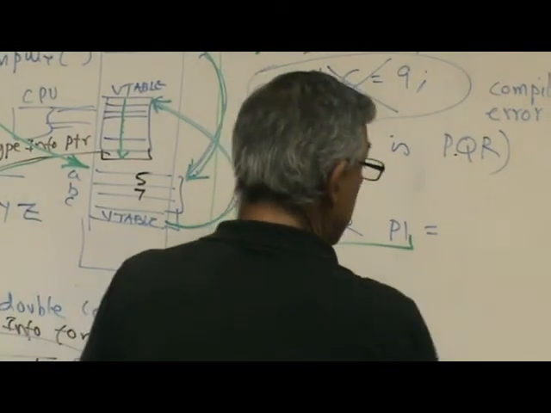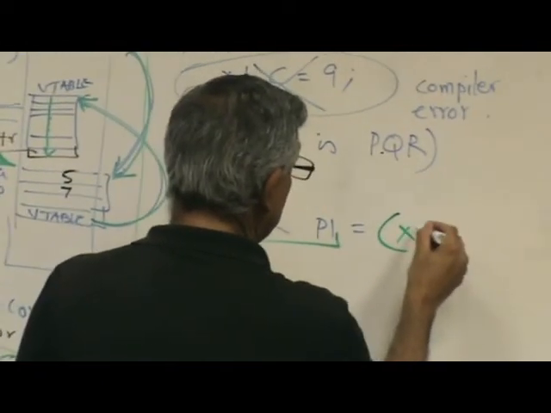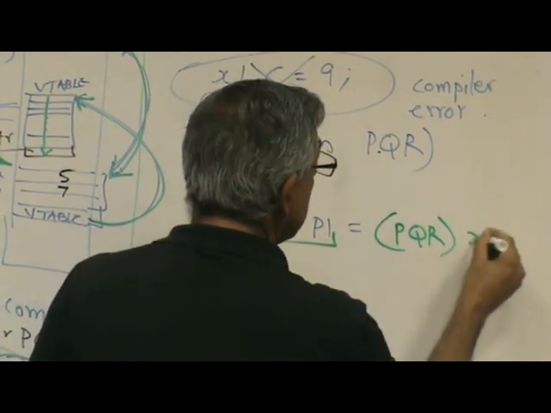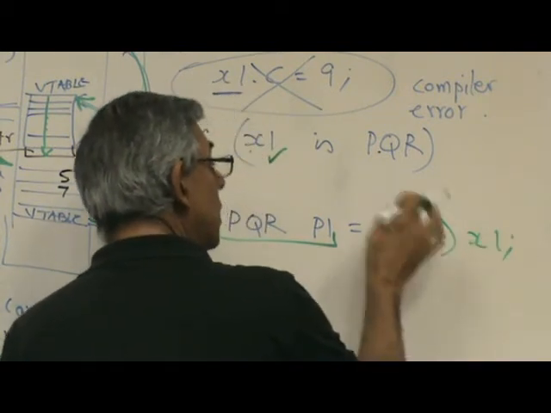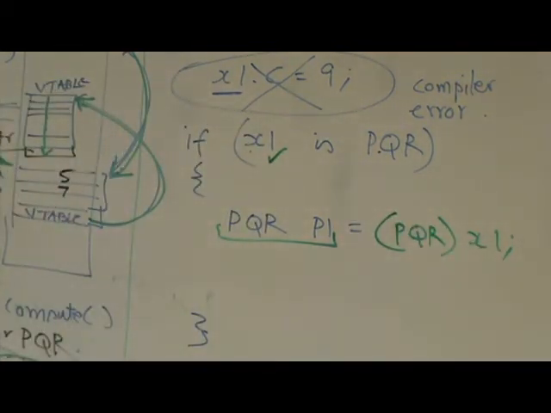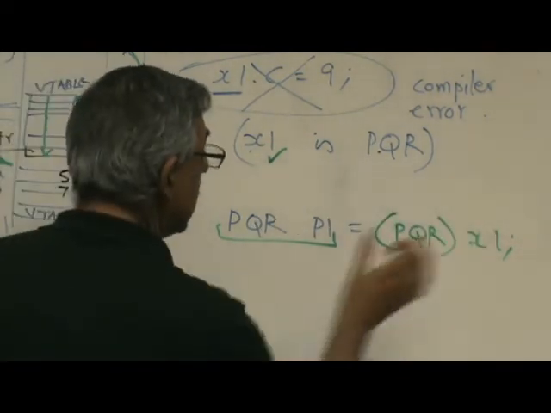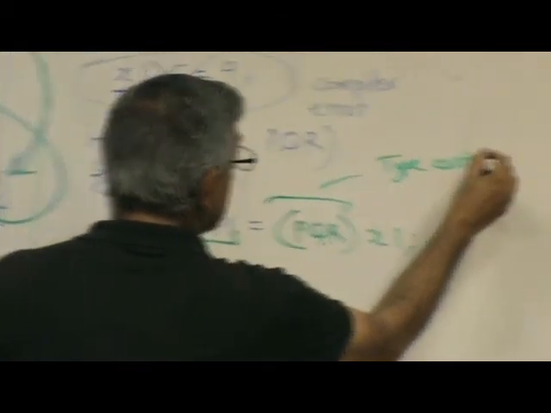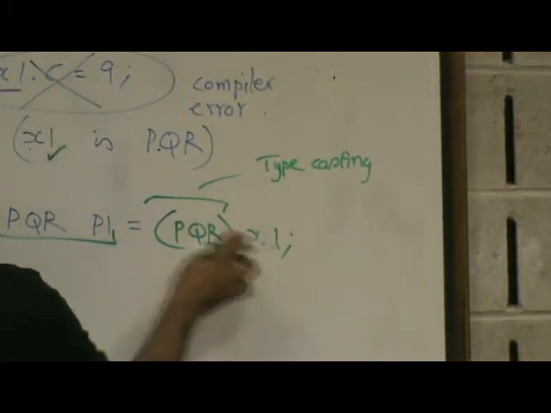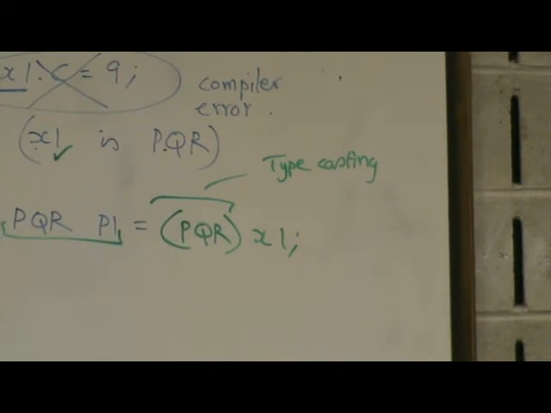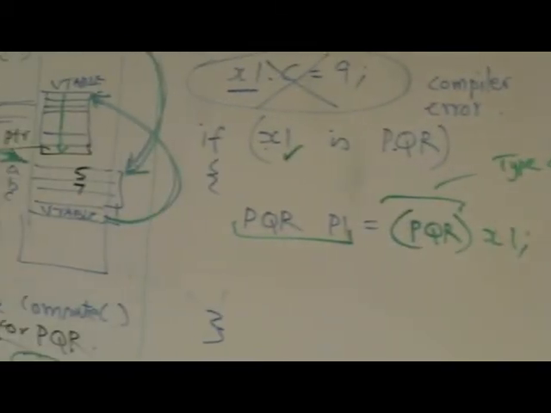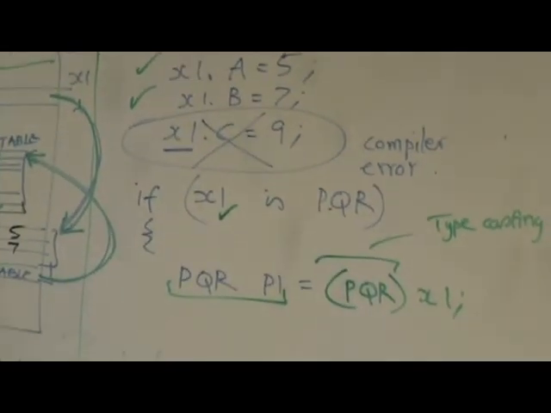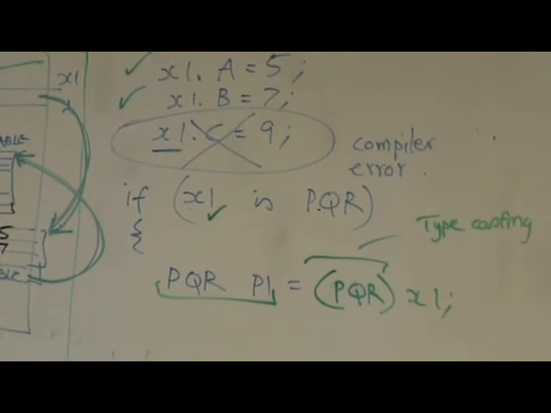So for that, we have a concept called typecasting. So we will say, before we assign it, change X1 to the PQR type. So now the left side is PQR, right side is PQR, so this is called typecasting. So to satisfy the compiler, we will change the type of X1 to PQR. Now this is safe typecasting because we've already verified up above that X1 indeed is pointing to PQR. So it's okay to change this, right?